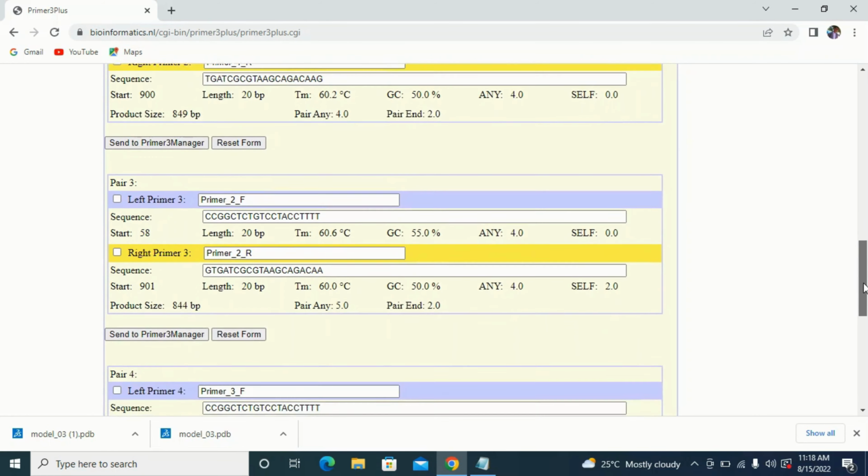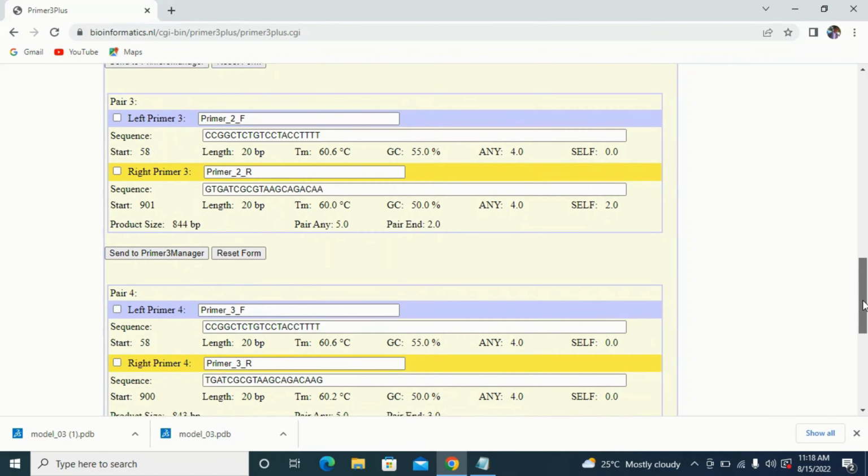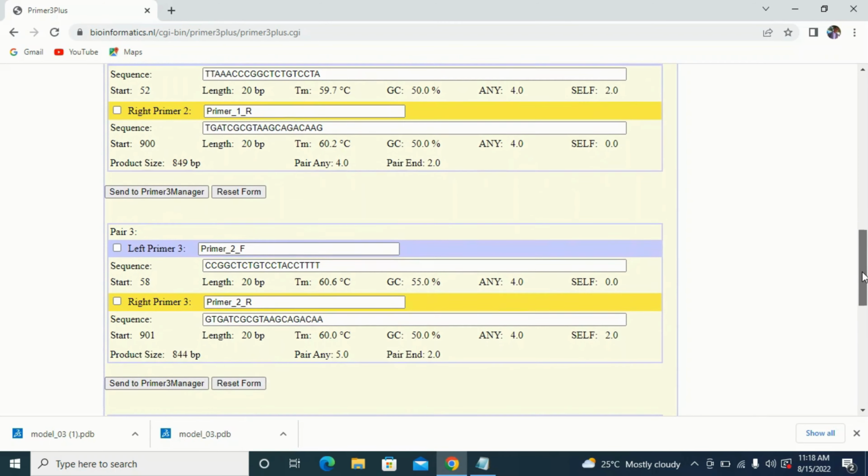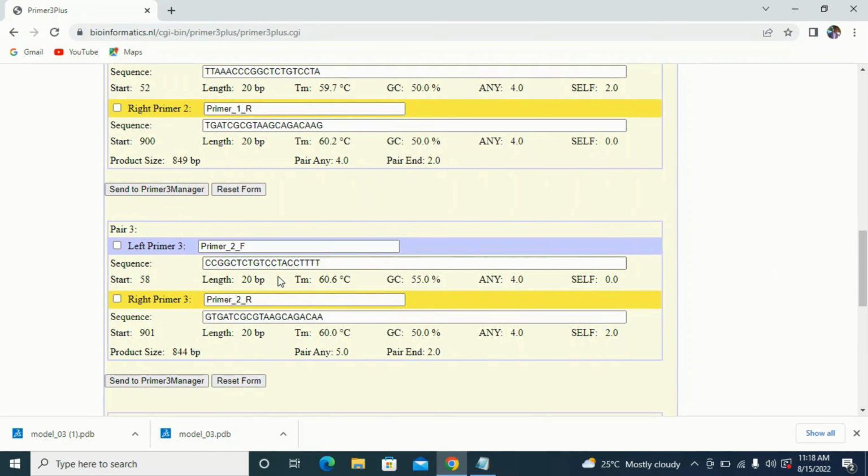Then here we have another one. This is pair 3. The length is 20, the length is 20, which is fine. You can see where they start and where they ended. This start means where the primer started, and this is for the left one, this for the right one. These are the melting temperatures. This has a higher melting temperature, which is also being considered.